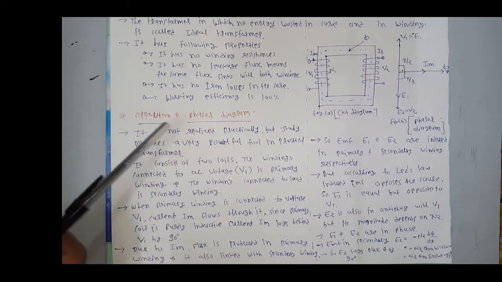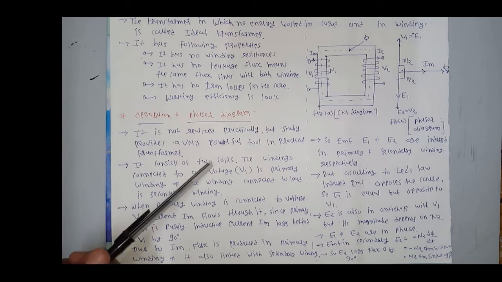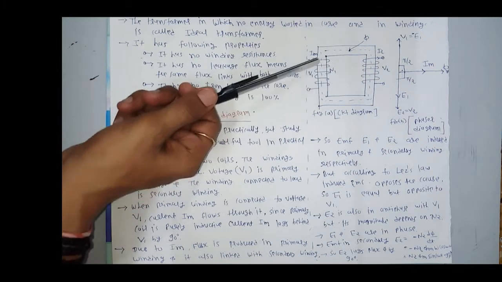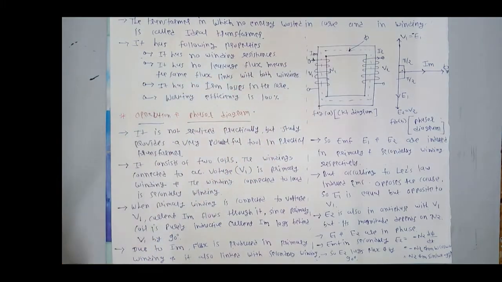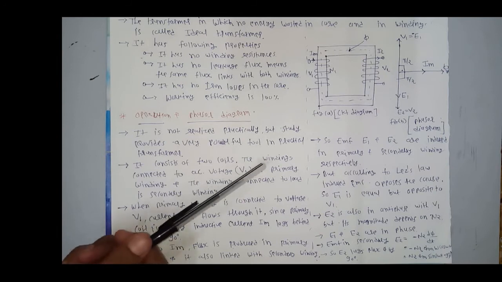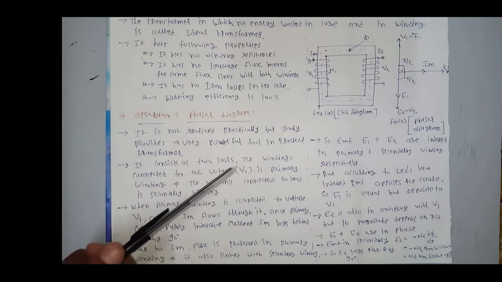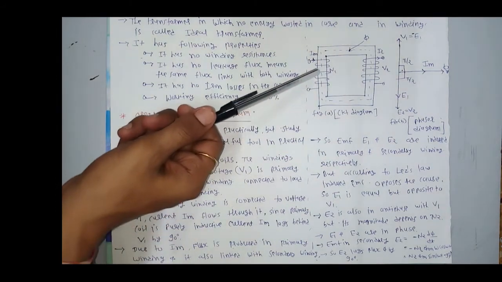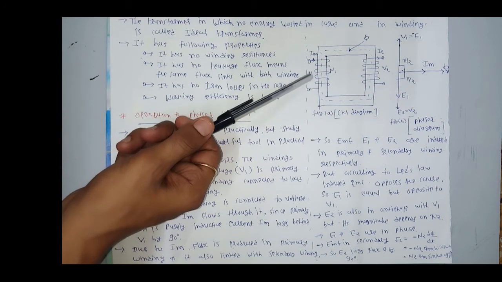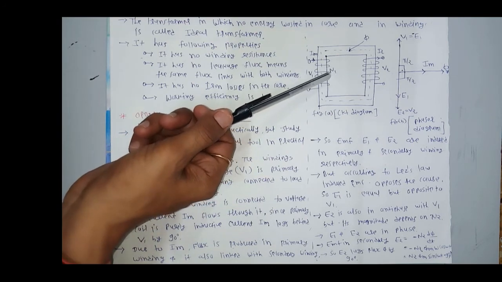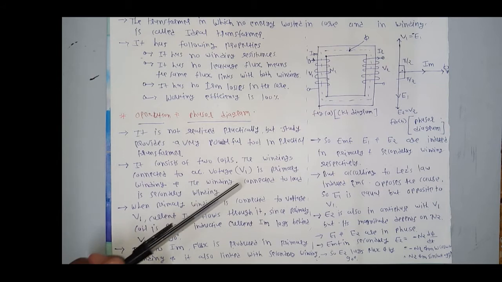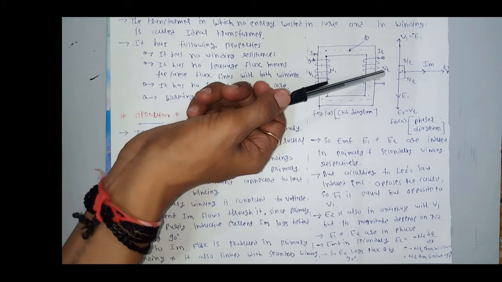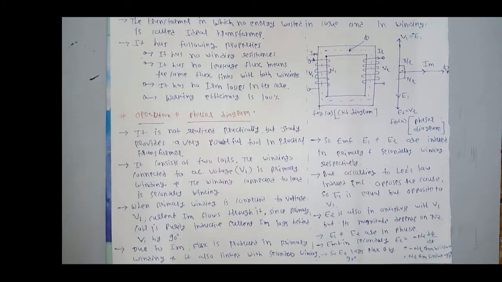So first of all, as we know, it consists of two coils. These two are coils, these two are windings, and these two windings are wound on the core. The winding connected to the AC voltage V1 is known as the primary winding, and the number of turns in the primary winding is N1. And the winding which is connected to the load, the output, is known as the secondary winding.